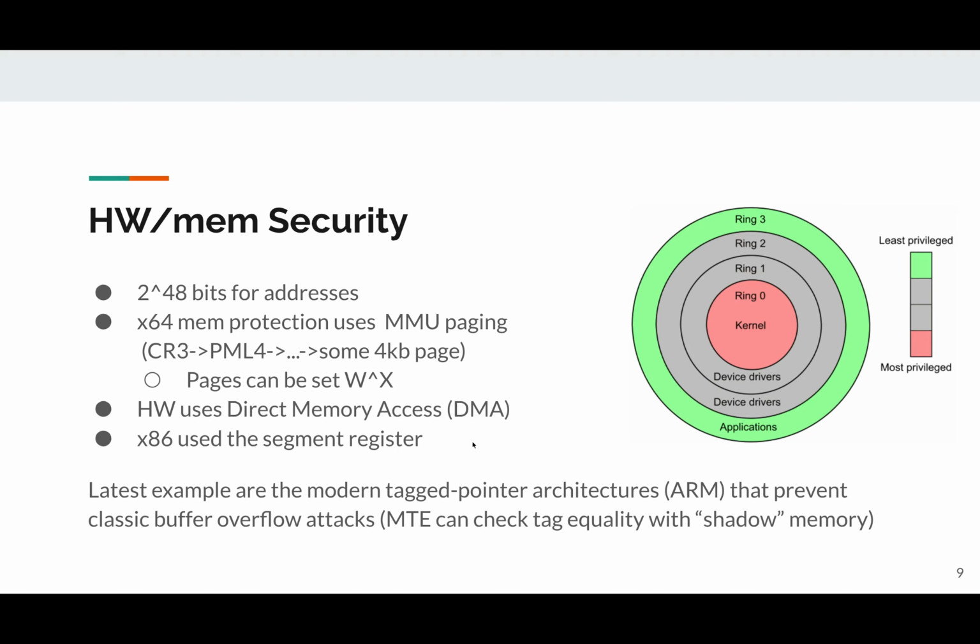Now, older CPUs like the x86 had a similar idea to this dance that we saw here, jumping from CR3 to PML4 to some page. It had what's called a segment register, and depending on the value of that segment register, it would pick which segment of the physical memory to actually access to do something. But this has been phased out on x64.